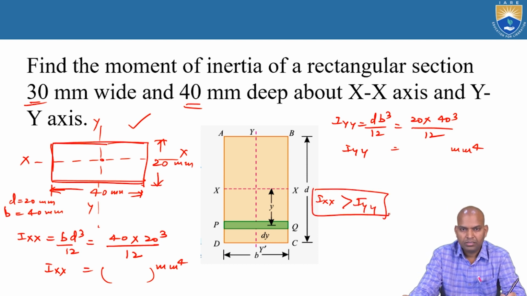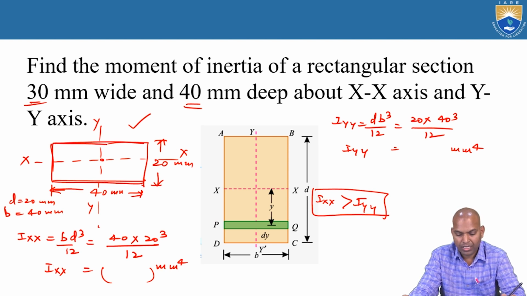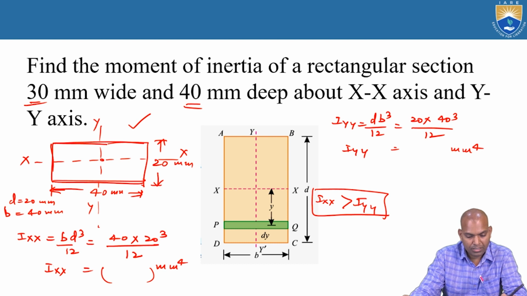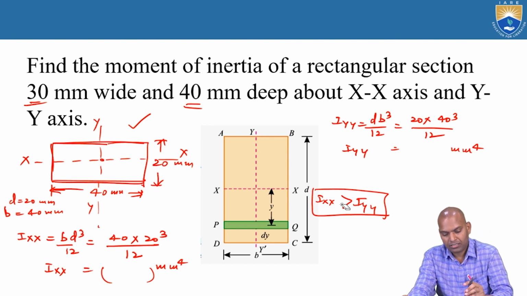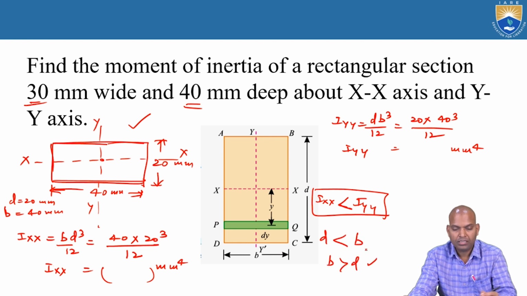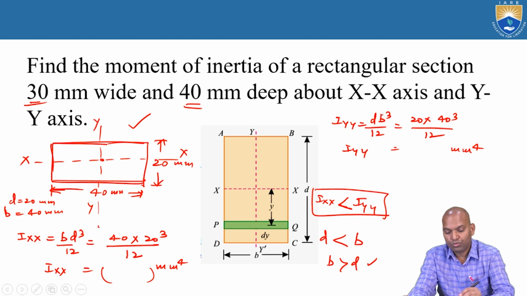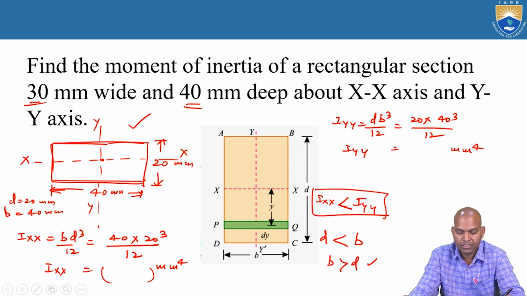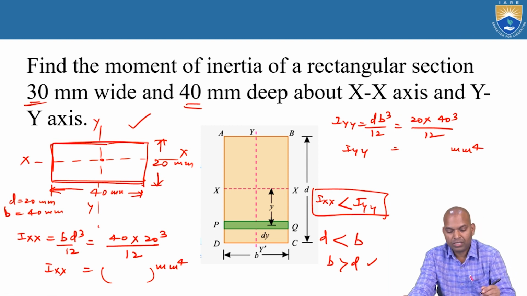Why so? Because here the width is larger in value. Here B d cube by 12, D is 20. The value of Ix is smaller than Iy. Why? D is smaller than B, or B is greater than D. So Iy is d b cube, where B is 40, cube by 12. That's why Ix is smaller in comparison to Iy.